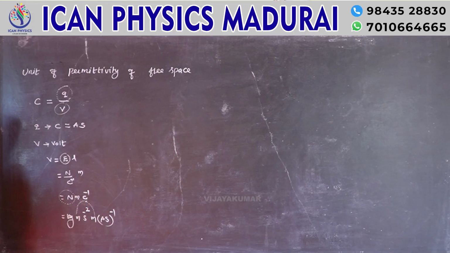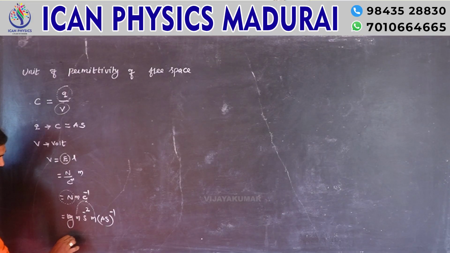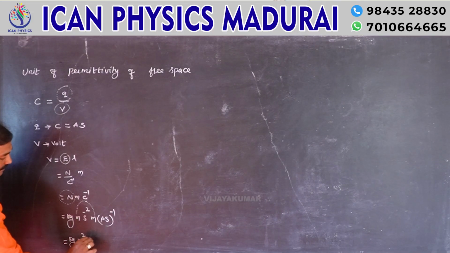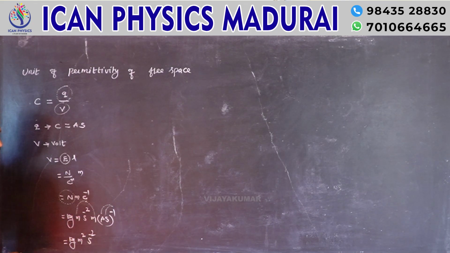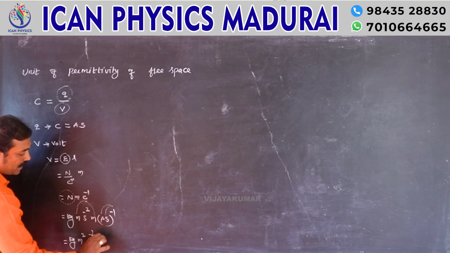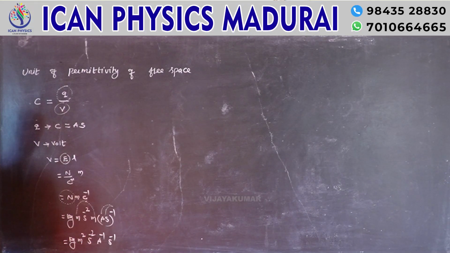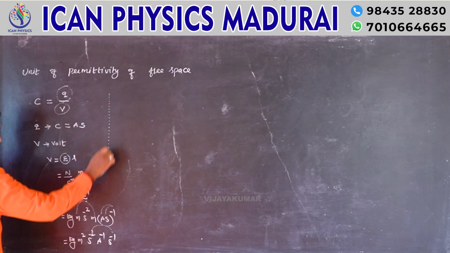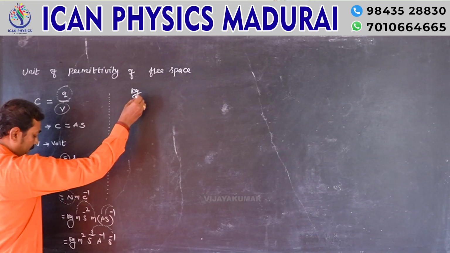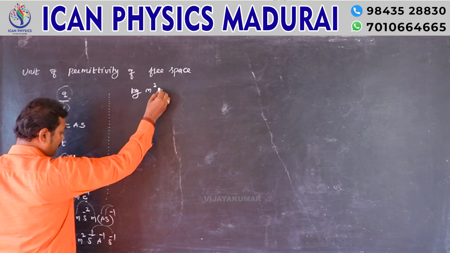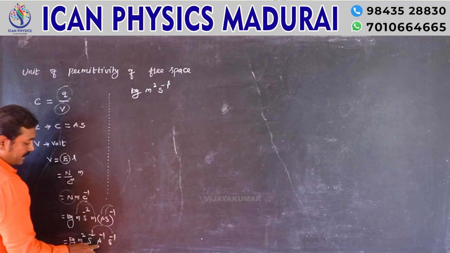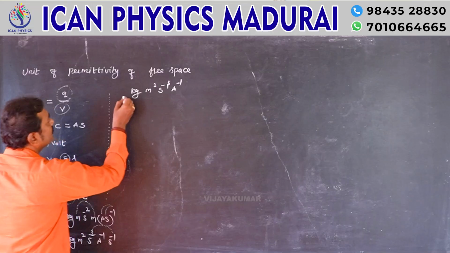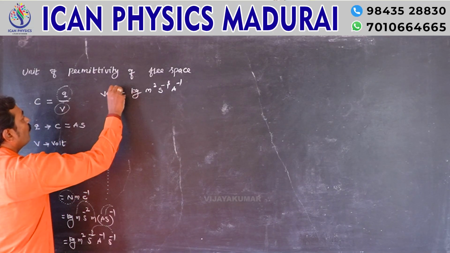Now, meter into meter, so meter square. So, kilogram meter square per second square. Now, power minus 1 is common to the first term and the second term. So, ampere power minus 1, second power minus 1. Now, minus 2 minus 1 becomes minus 3. So, kilogram meter square, second power minus 3, ampere power minus 1. So, this is the equivalent unit of volt.